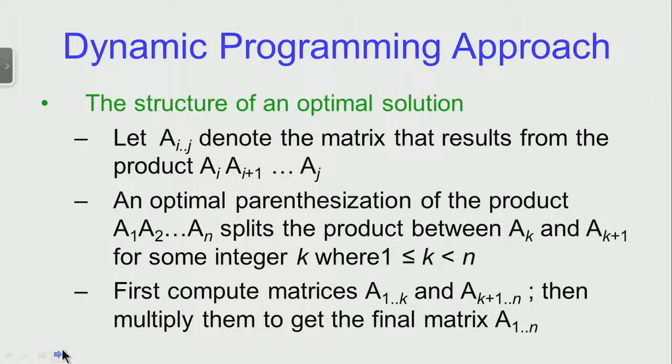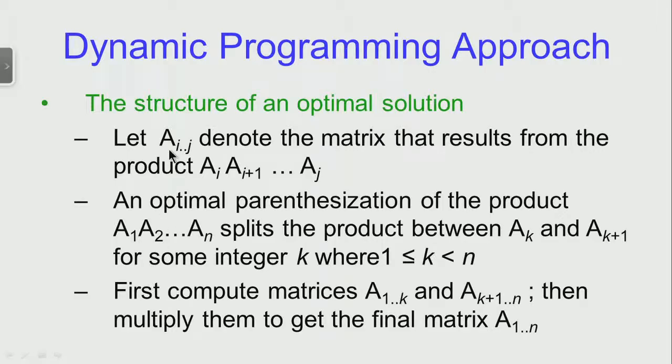So, now let us use the dynamic programming approach to come up with an algorithm to find the minimum parenthesization, that is, a parenthesization that uses the minimum number of scalar multiplications. To do this, let us understand the structure of an optimal solution, which in this case is a parenthesization.